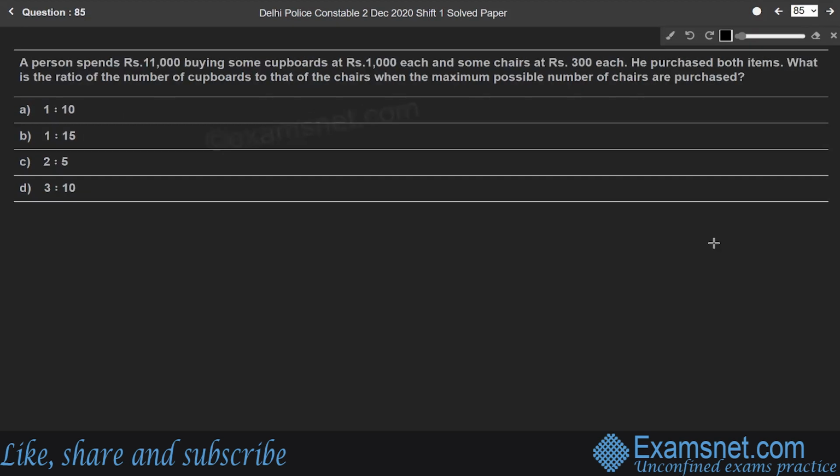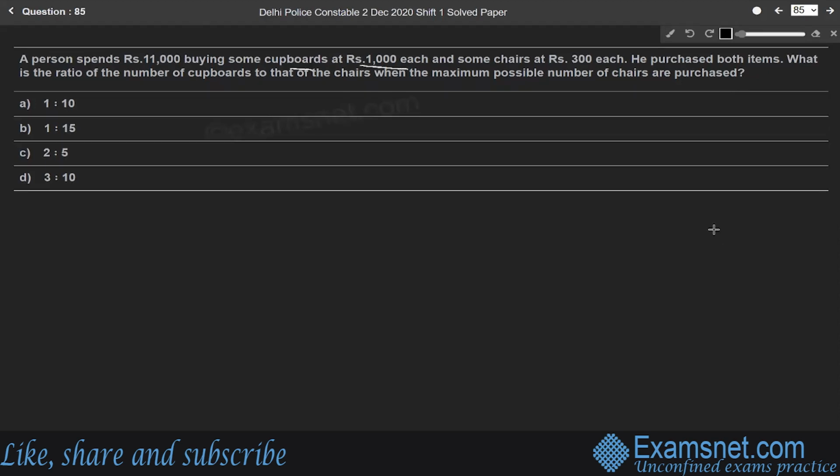Question 85. A person spends 11,000 rupees buying some cupboards at 1,000 rupees each and some chairs at 300 rupees each. He purchased both items. What is the ratio of the number of cupboards to that of the chairs when the maximum possible number of chairs are purchased? So here the total spending is given, 11,000 rupees, and the cost price of cupboards is 1,000 and the cost price of chairs is 300 each.